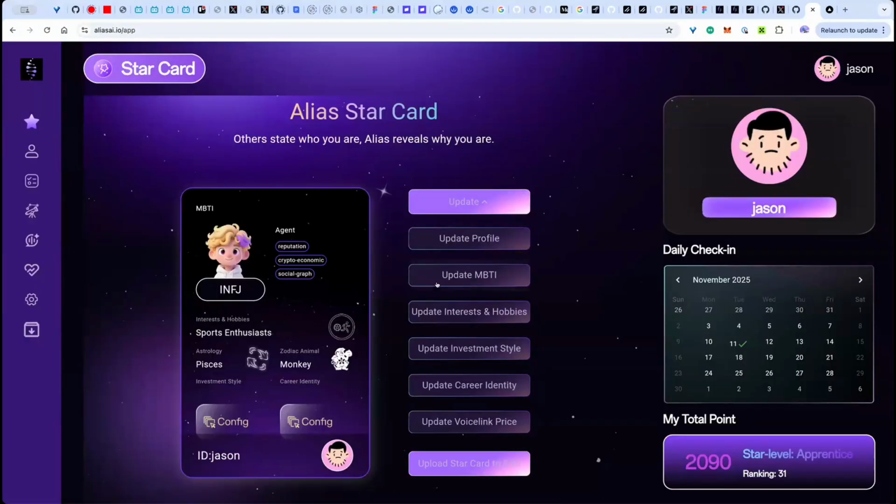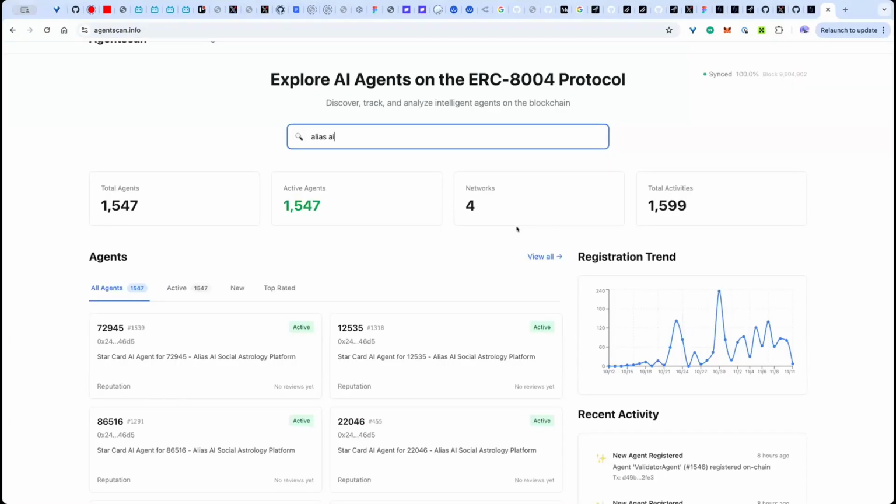We're still developing the next process to give more function to this star card, but the most important part is the staking process. That's what I want to share with you.